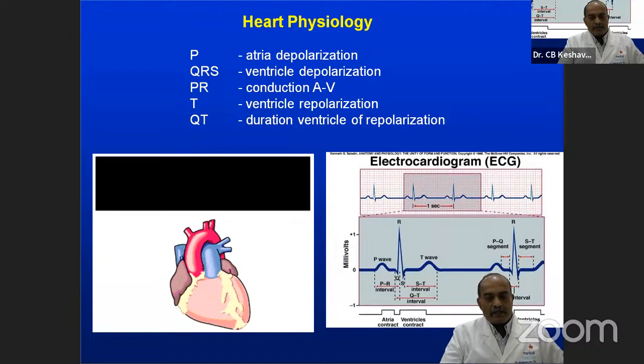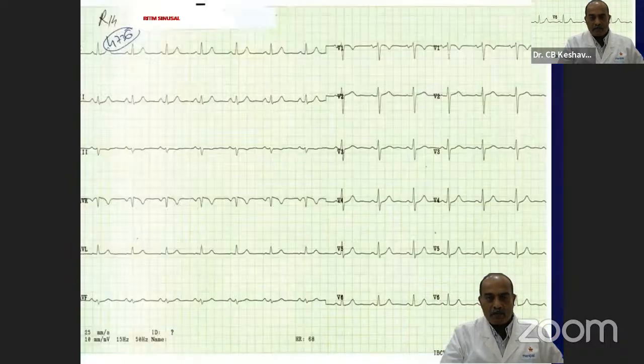So this we discussed in the last class, how the P waves, QRS, the PR interval, the T wave, and the QT occur on the ECG, and the electrical correlation of the mechanical activity we have seen in the last class as the normal ECG. So this is again for revision purpose.